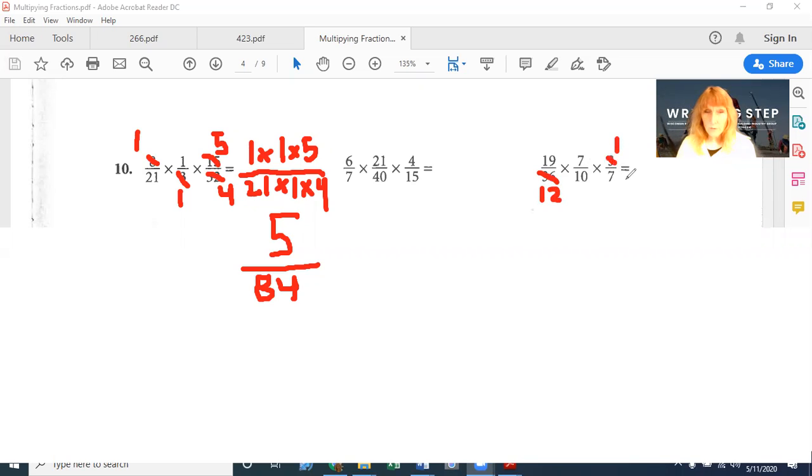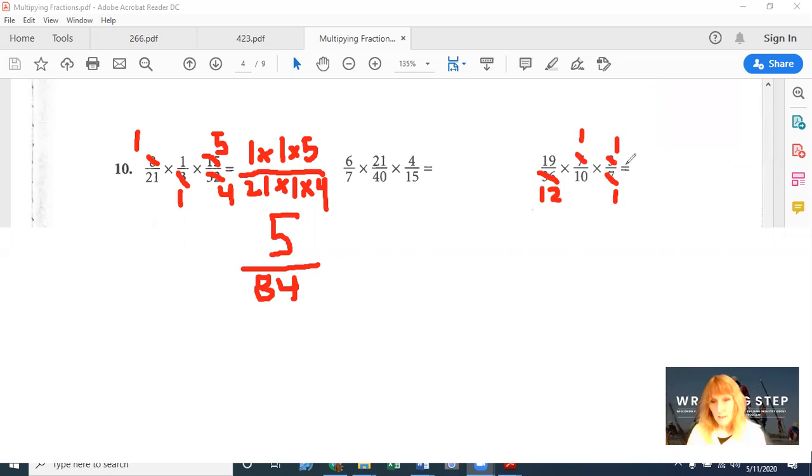And then I see that I have 2 7s. Those are the easiest. 7 divided by 7 is 1. 7 divided by 7 is 1. Anything else that I can do? No. So now I have 19 times 1 times 1, which is going to give me 19 on top. And then on the bottom, I'm going to get 12 times 10 times 1, or 120. So that's my answer. So use canceling. It's going to definitely be of help to you.